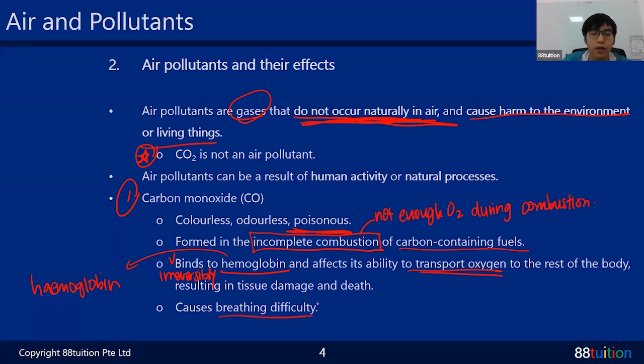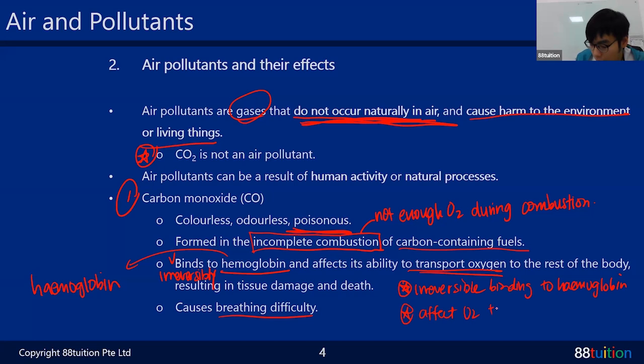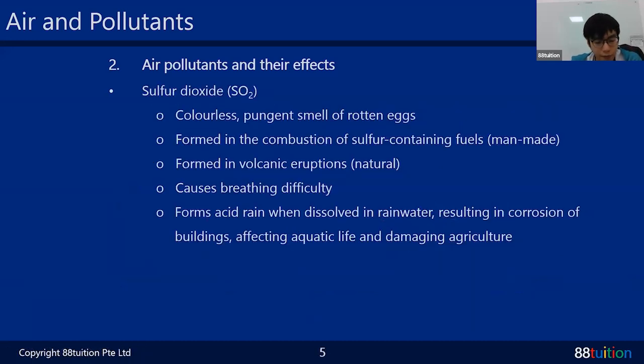It also causes breathing difficulty. But the most important one I want you all to remember is the irreversible binding. So the key to always mention is irreversible binding, and then that it affects oxygen transport. As long as you say this in your answer to explain how carbon monoxide affects you, you should be getting the mark already. And then of course, tissue damage and death. So that's the very first pollutant that you need to be familiar with.